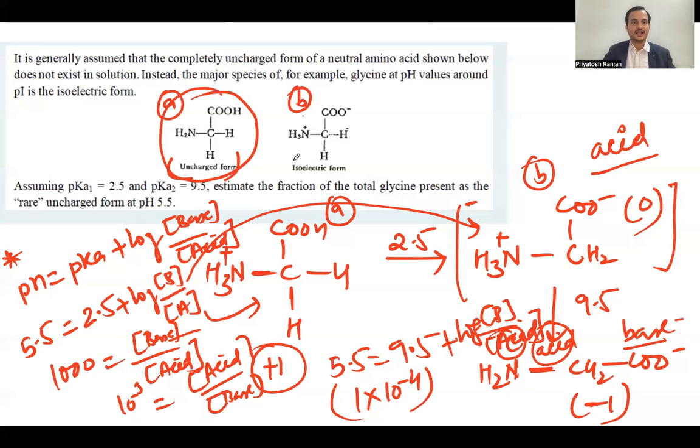So fine. Now coming back, assuming pK1 this one, pK2 this 9.5, estimate the fraction of the total glycine present as the rare uncharged form. What is the fraction which is going to be in this rare uncharged form at pH 5.5? I just need to get this species, which is in the form of RCH NH2 COH.